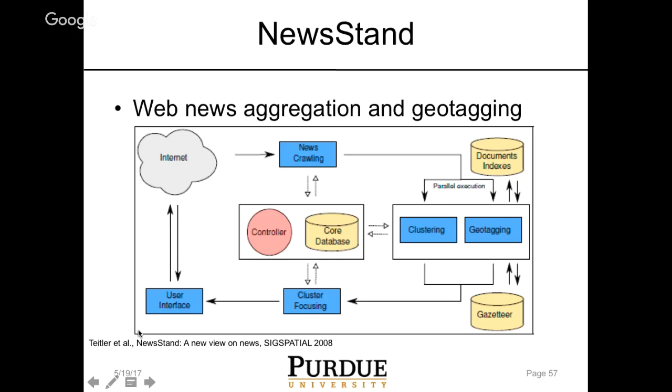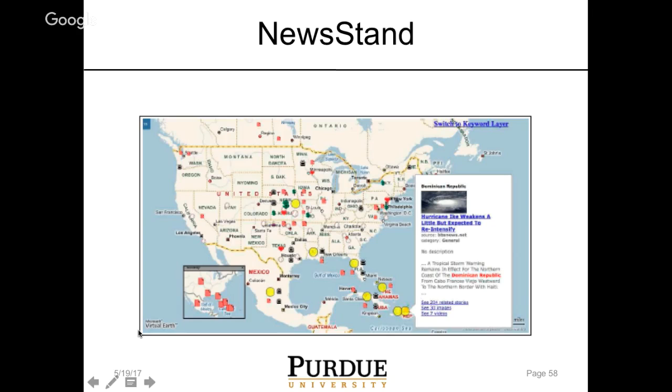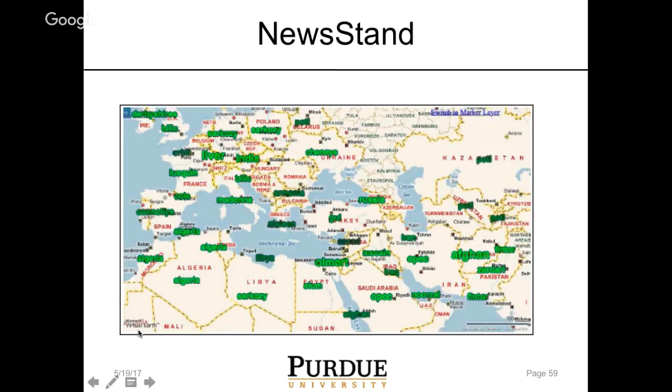And here we see that there are no extensions to general purpose big data systems. This system has a user interface that will show what are the trending news or the current news in every specific location. Here, this page shows another interface of the NewsStand system that shows what are the most prominent events happening in every spatial area.